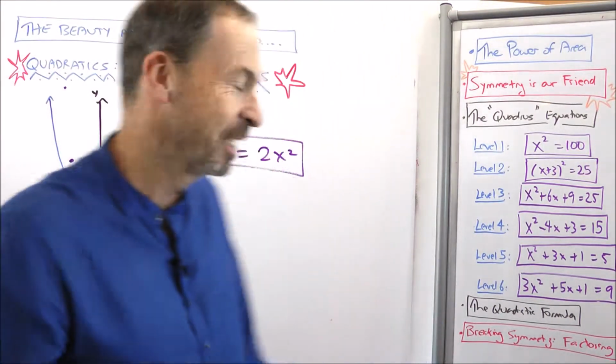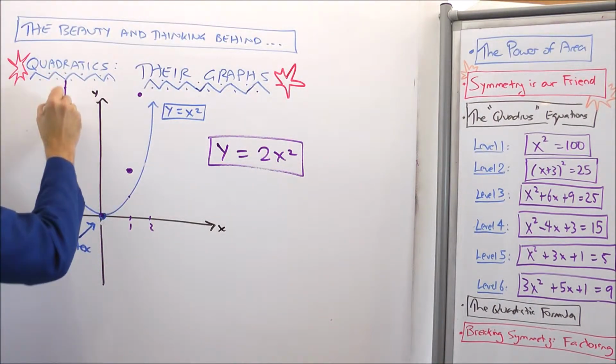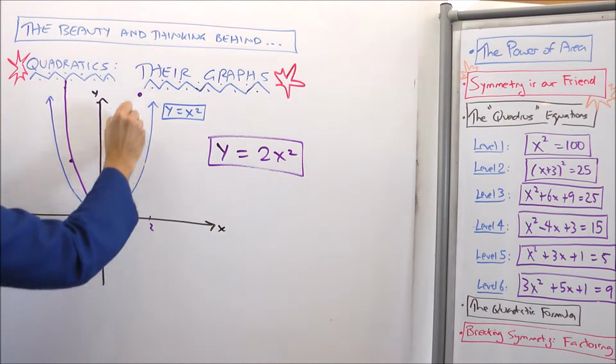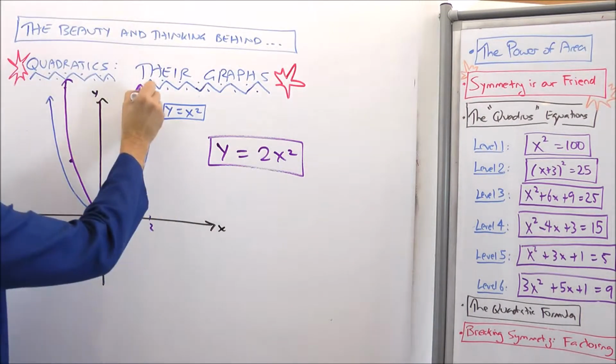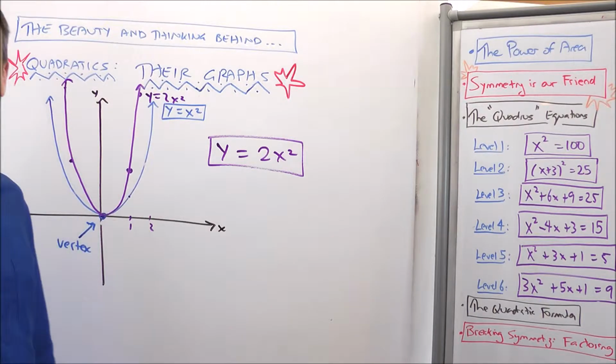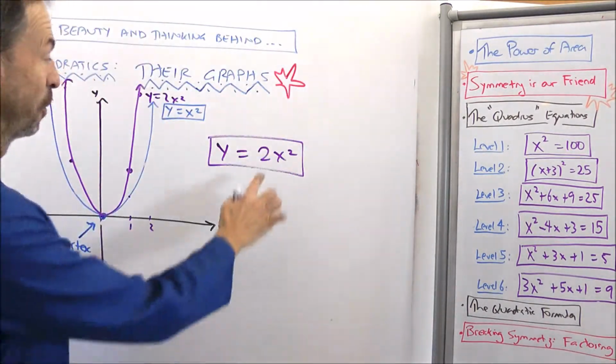Every output is twice as high, and that means it looks like I'm getting a graph that's something like a steeper version of y equals x squared. That's y equals 2x squared. It's a steeper version. If I want to make it even steeper still, I could do a bigger number.